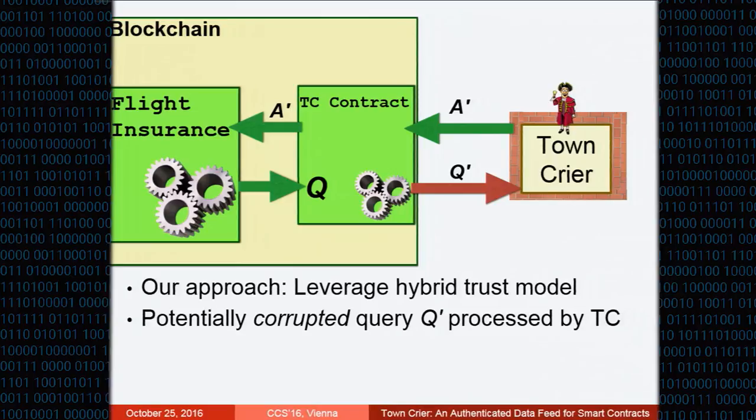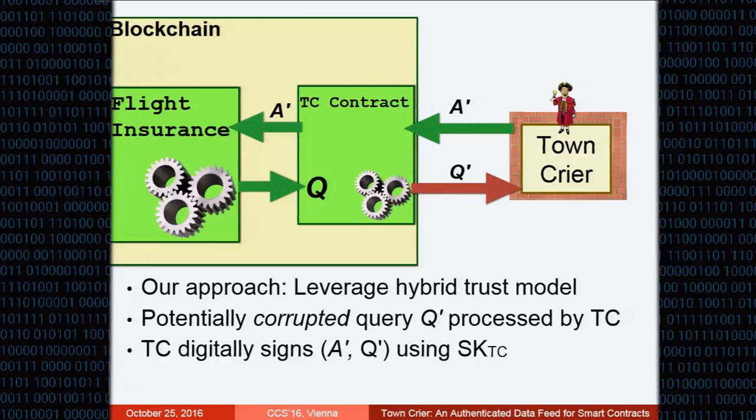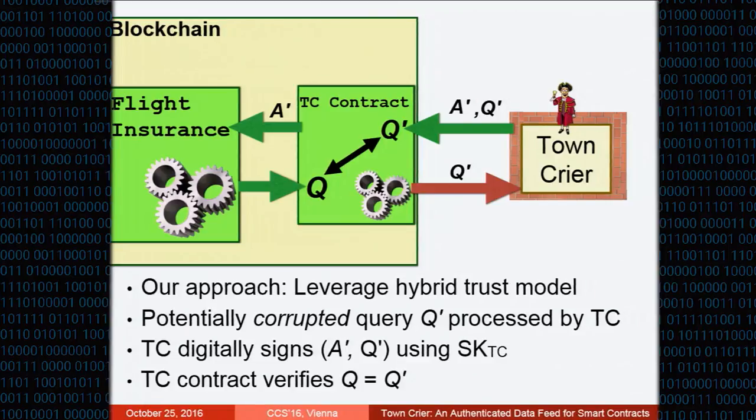So Town Crier will process this Q prime regardless of whether it's compromised, corrupted or not. And in addition to sending back A prime, Town Crier will simply send back Q prime. And it is the contract's responsibility to verify whether Q prime and Q are equal. If they match, then just send back the response. If they don't match, just throw it away, just like nothing happened. So by doing so, we now turn this red arrow into green.